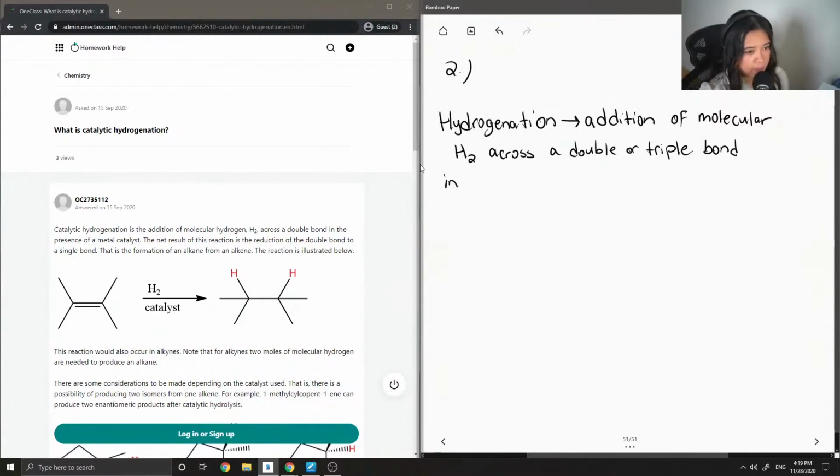And this takes place in the presence of a metal catalyst. Some examples of metal catalysts include platinum or palladium metal catalysts.